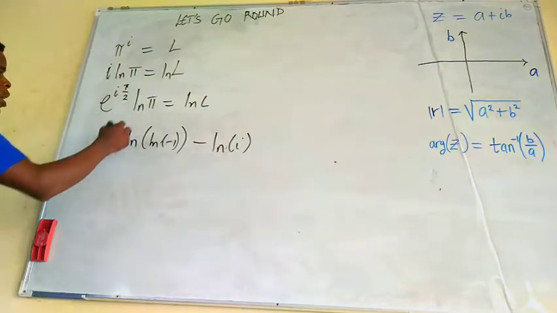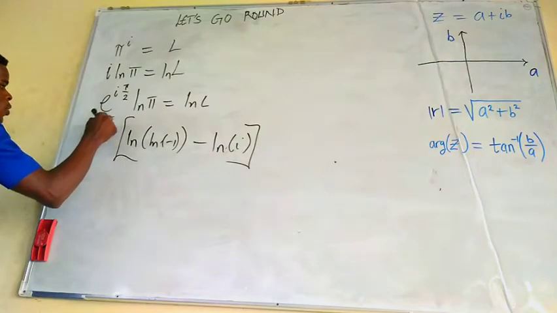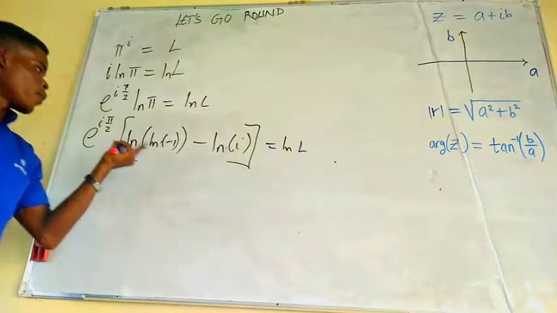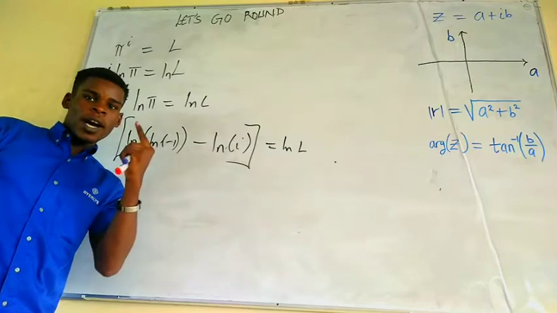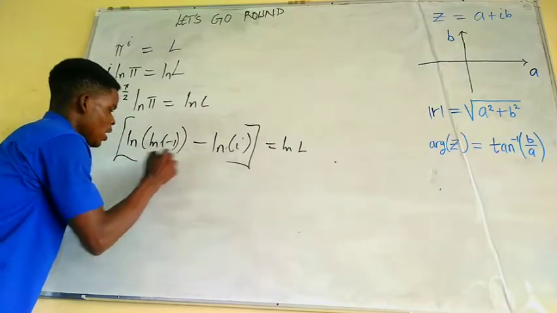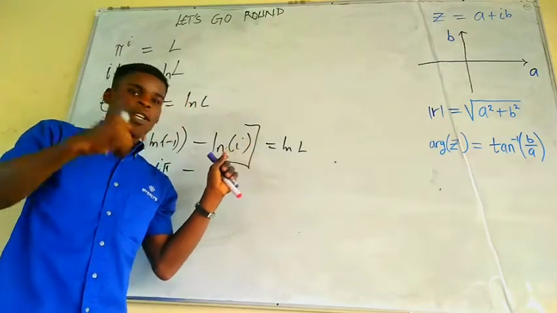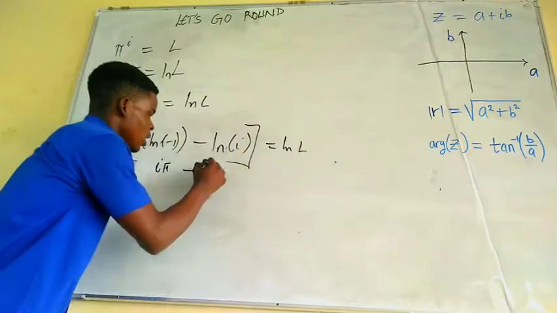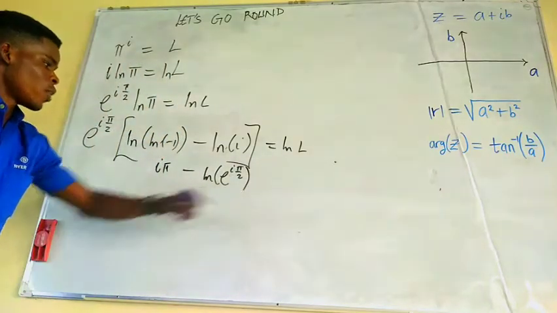So this is ln pi, we just have our e outside like this, e to the i pi over 2. And this is it, and we equate it to ln L. Well, right here, ln of -1, well, -1 is something I said e to the i pi. So ln of e to the i pi is just i pi. So we have it to be i pi minus, well again, i here is something I said what? e to the i pi over 2. So ln of that is going to become ln of e to the i pi over 2. And like this, we are done with that.